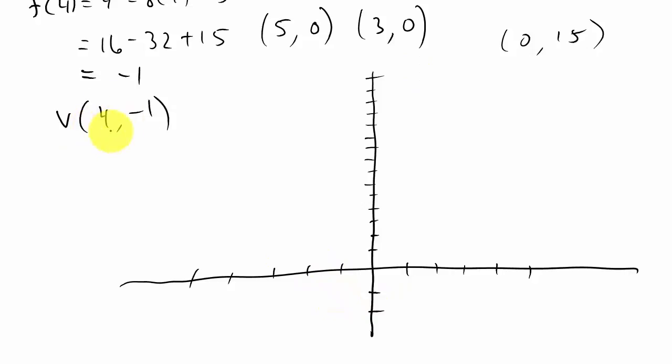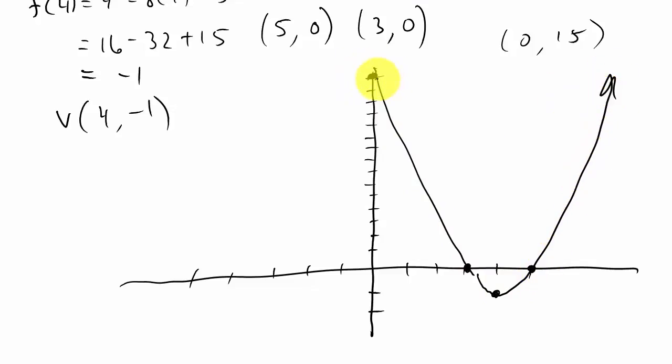Alright, so let's go ahead and plot our points. So I've got the point 4, negative 1. I've got 5, 0. I've got 3, 0. And then we have 0, 15 way up here. Okay, and now I have my points. So now I can draw my parabola, and it'll look something like that. I know it's not very neat, but maybe you can draw it neater on paper using graph paper or something.